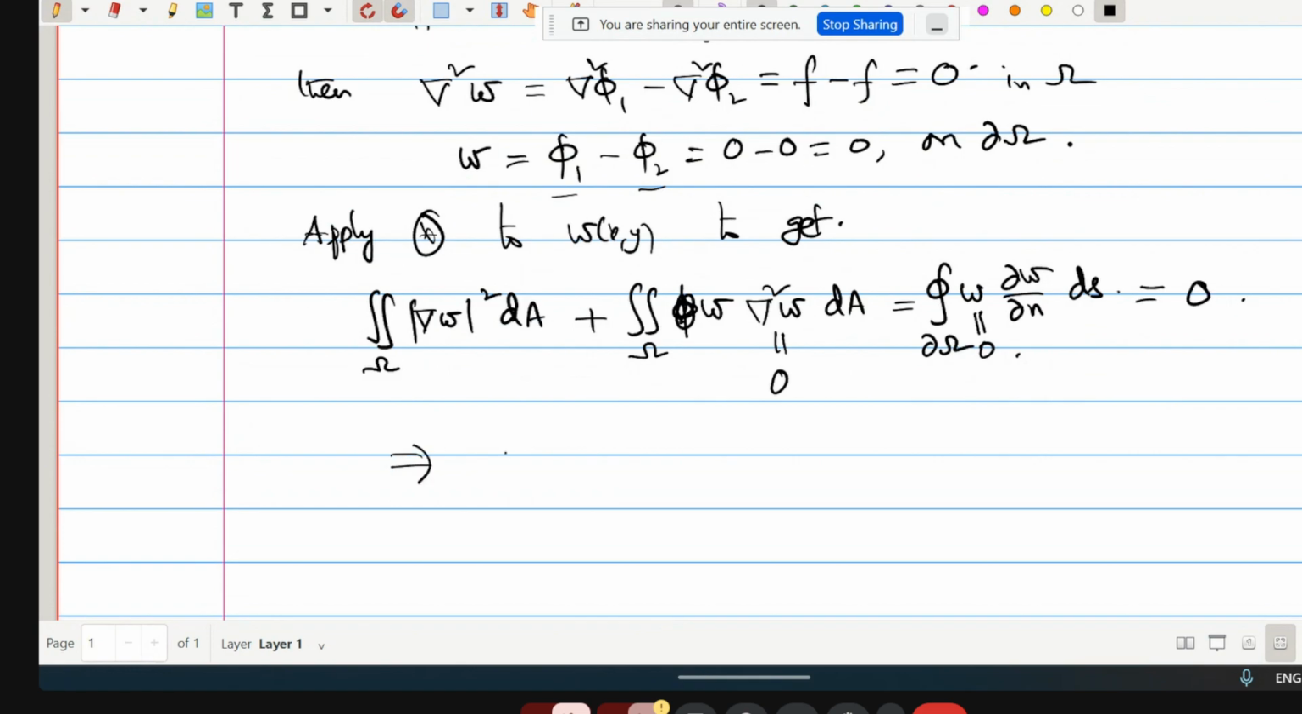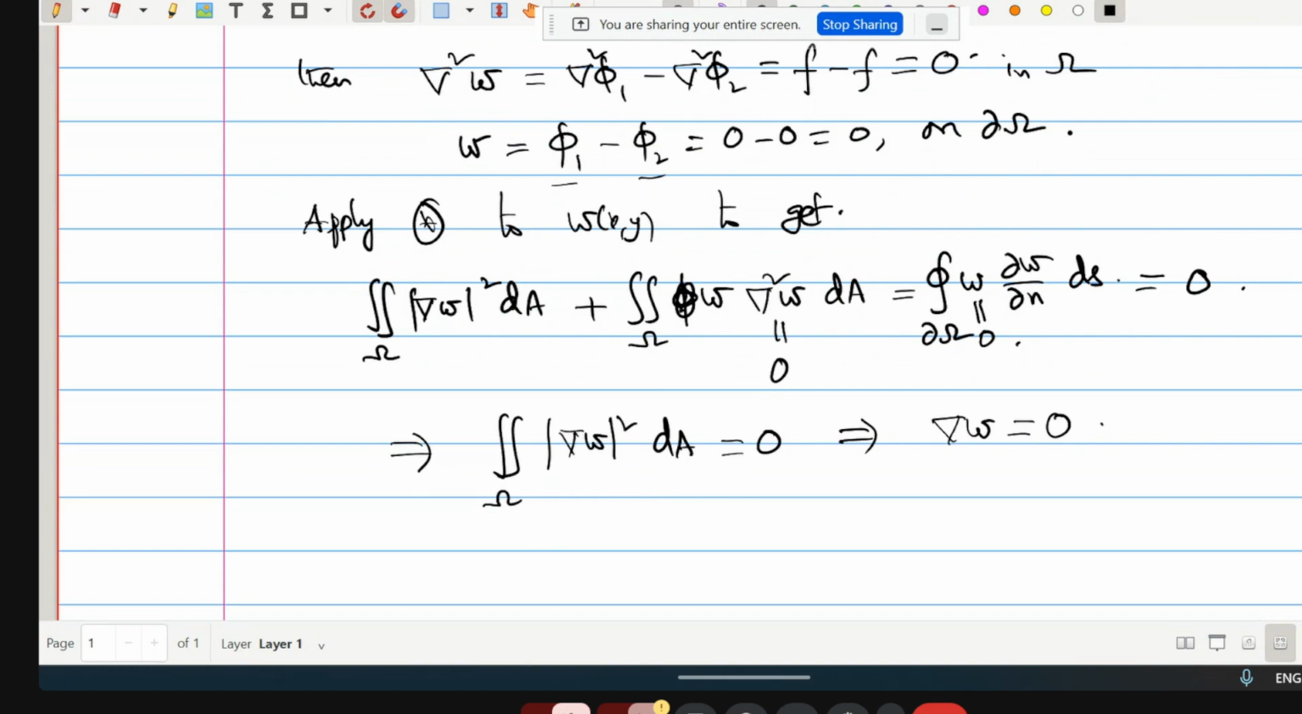So this implies the integral of grad w square dA is equal to 0. This implies means what? Some positive quantity integrated over omega is 0, which means grad w has to be 0, isn't it? Yes, sir. What is the meaning of that? w is constant.